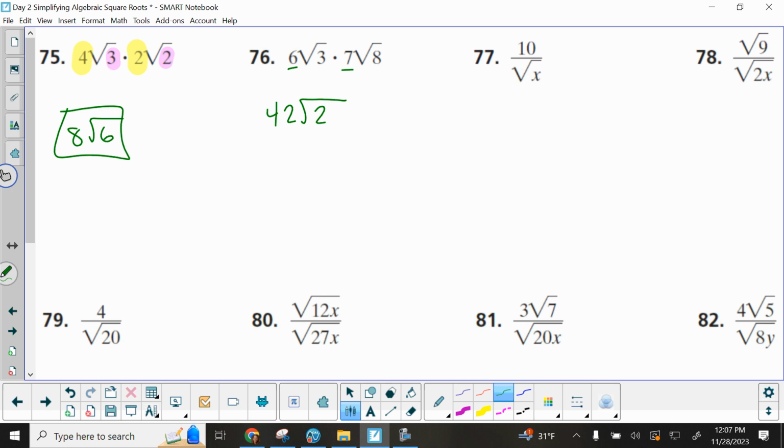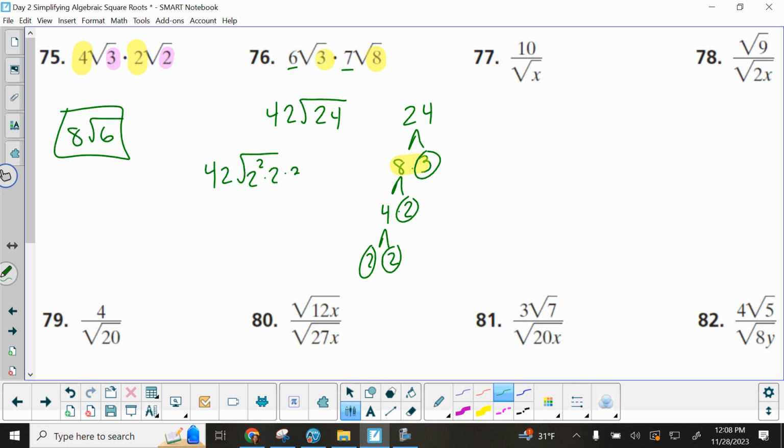Radical, this is 24. And can I simplify that? Yep. Because I have 8 and 3. Look, I'm back to that 8 and 3 again, right there. That's why it doesn't really make sense to multiply them. And then I've got 4 times 2, and then 2 times 2. So I've got 1, 2, 3 2's, and a 3. So 2 squared times 2 times radical 3. Out comes the 2. So I have 84 radical 6.